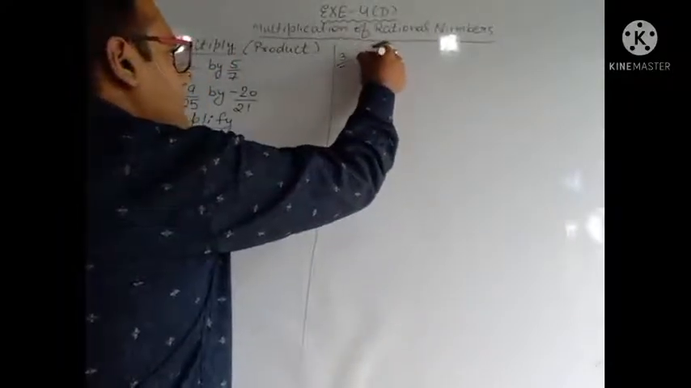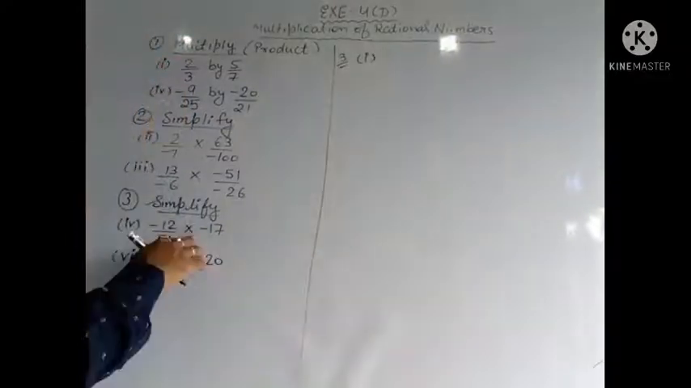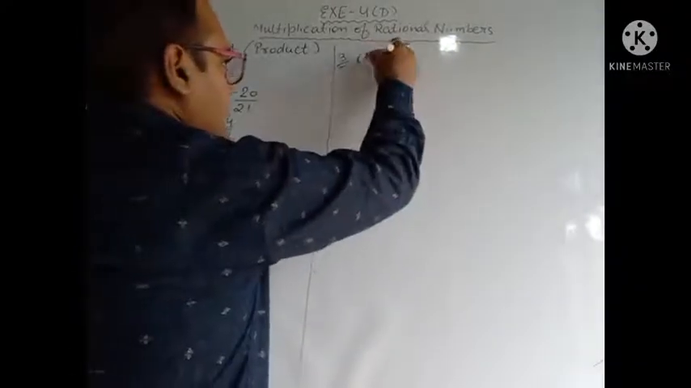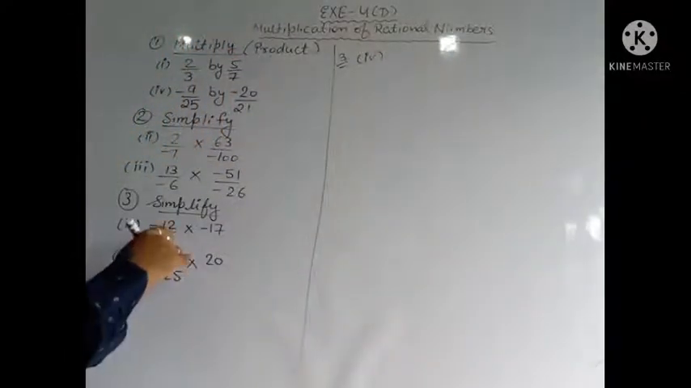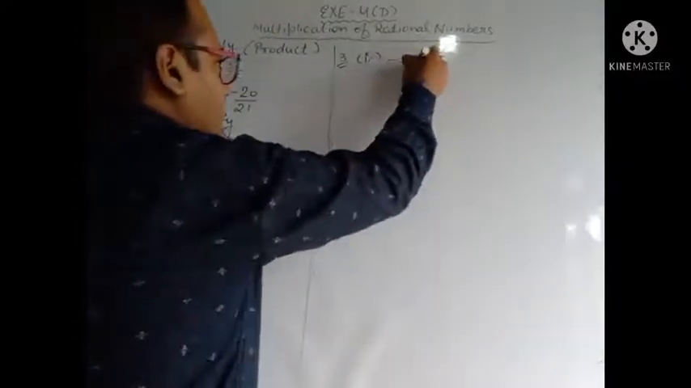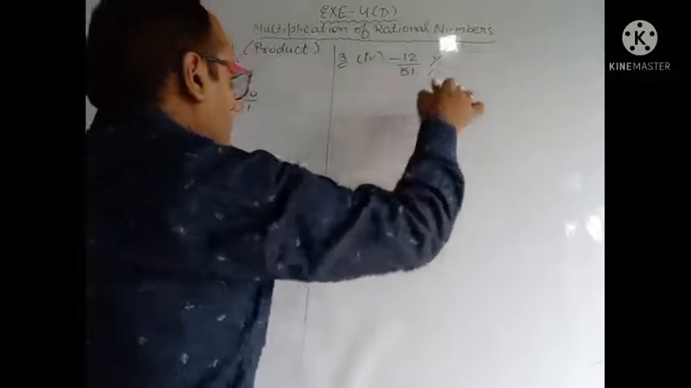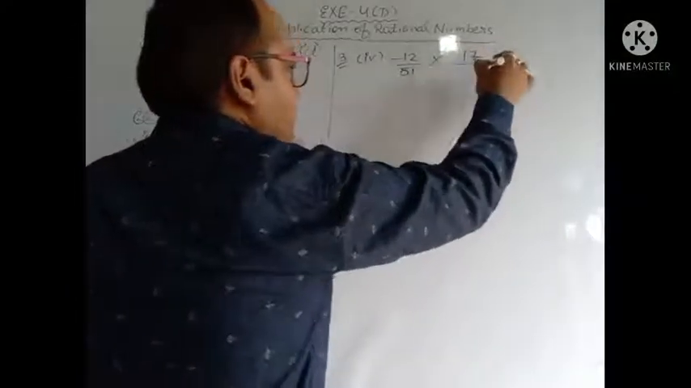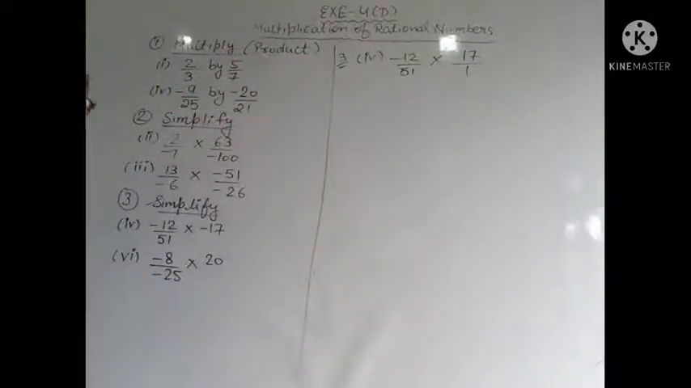First part, sorry, this is part number four. Minus 12 upon 51 multiply minus 17. In the denominator nothing is given, so we will take 1 in the denominator.